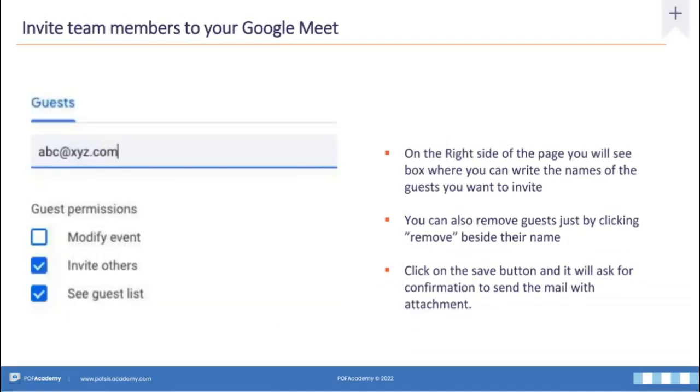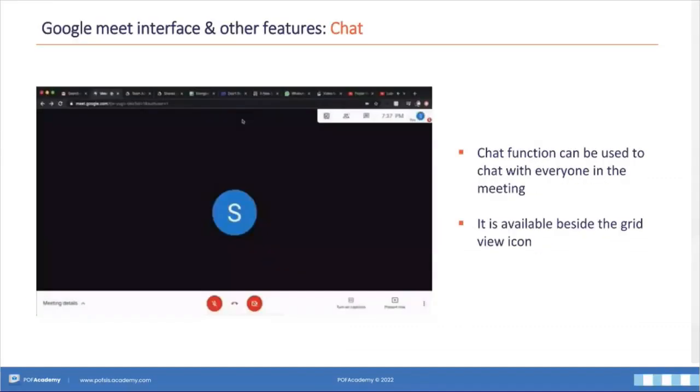On the right side of the page, you will see a box where you can write the names of the guests you want to invite. You can also remove guests just by clicking Remove beside their names. Click on the Save button and it will ask for confirmation to send the mail with attachment.